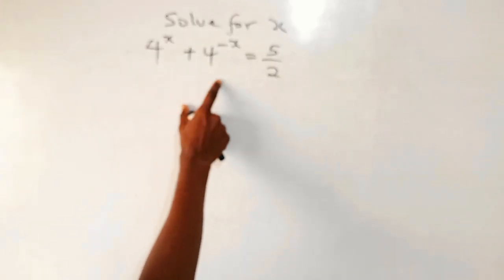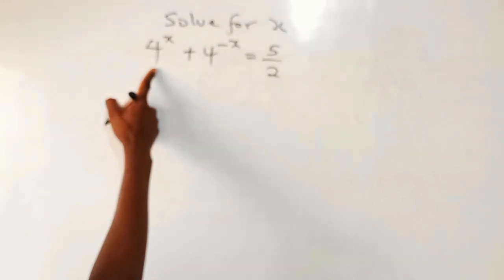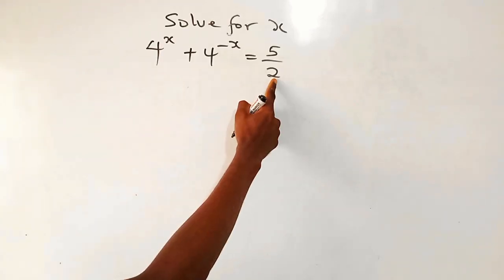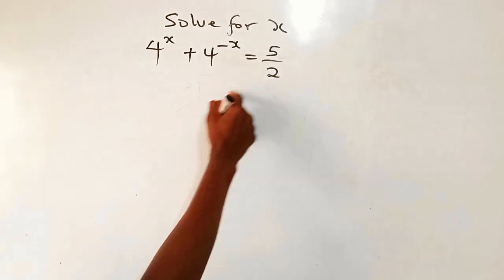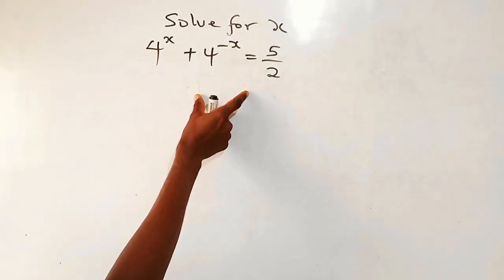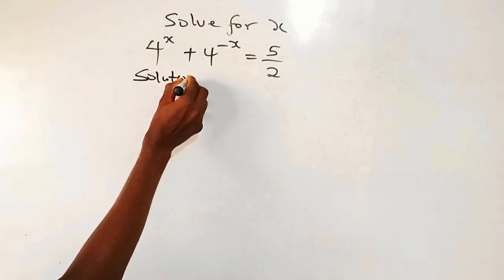Okay, in this exponential equation, we have the power of 4 to the x, we have the power of 4 to the minus x, and we have a fraction, 5 over 2. So we have to figure out the value of x in this equation. So we solve this as the solution.